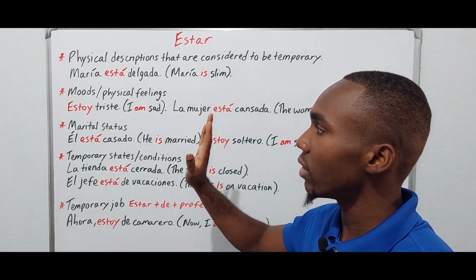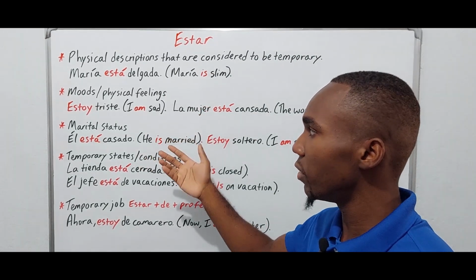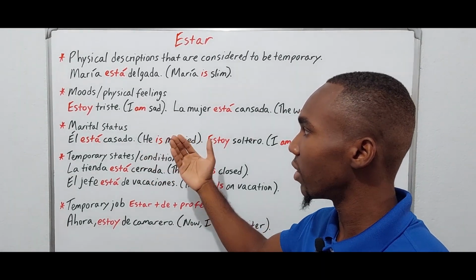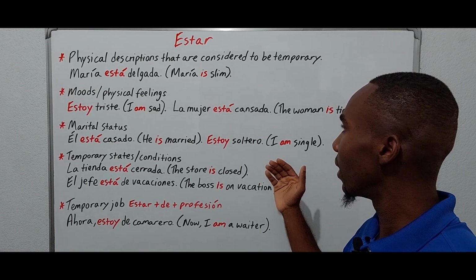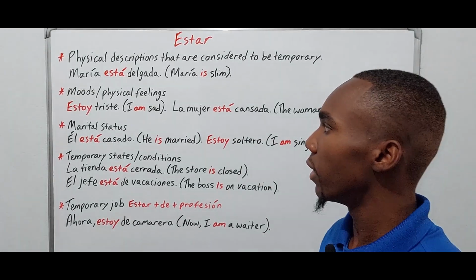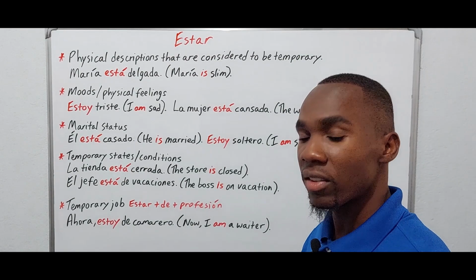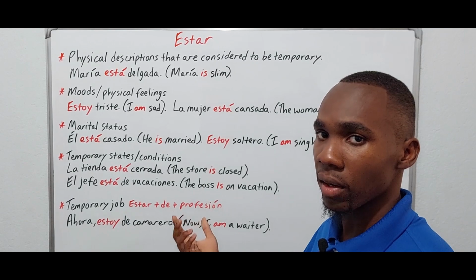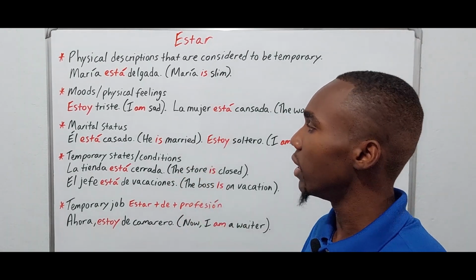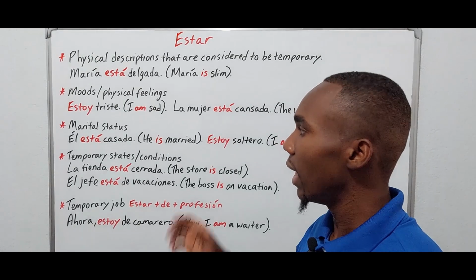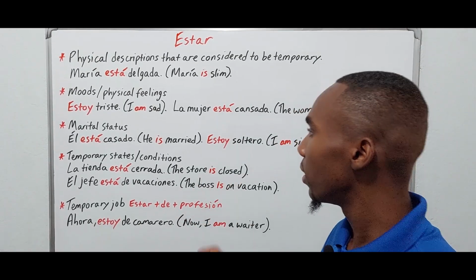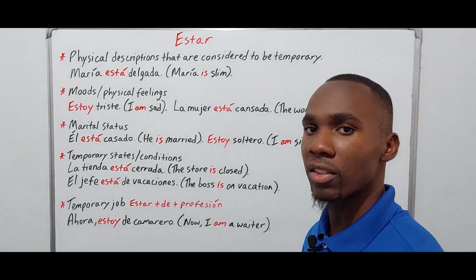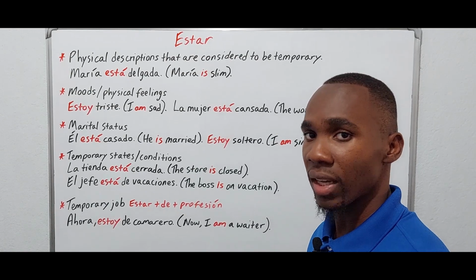Now, we use estar to express moods and physical feelings, basically how we feel. Estoy triste, I am sad. La mujer está cansada, the woman is tired. Alright? So if we want to express how we feel, right, our moods, we use estar. Three. Marital status. Él está casado, he is married. And estoy soltero, I am single. Right? So if we want to express our marital status, we use estar.